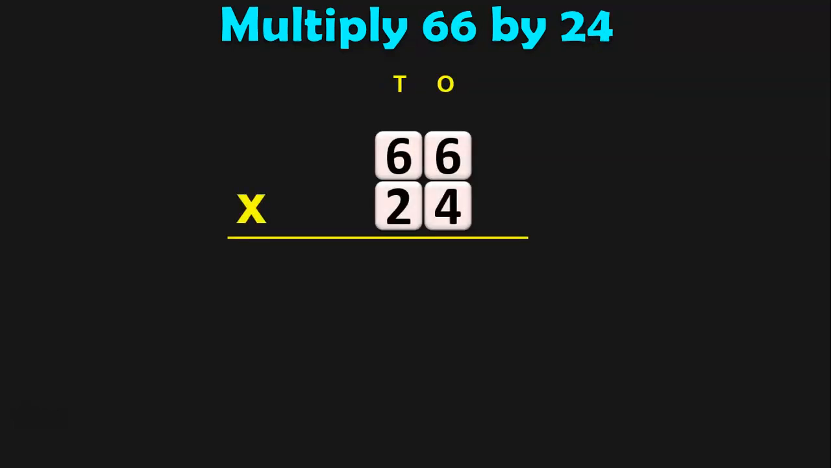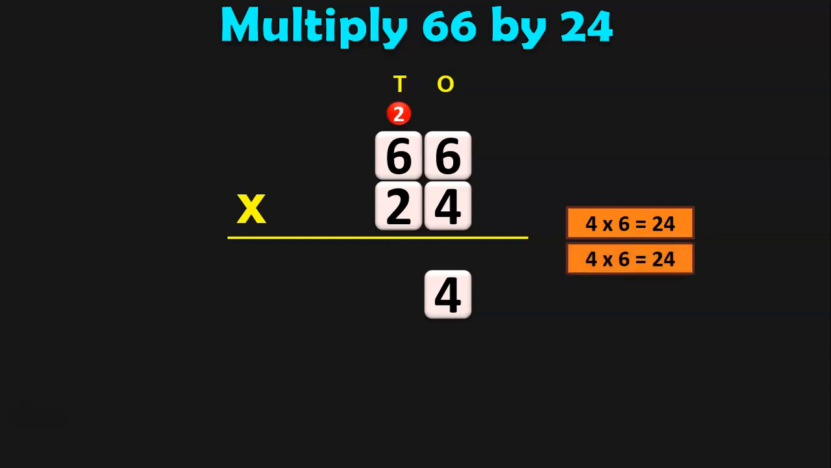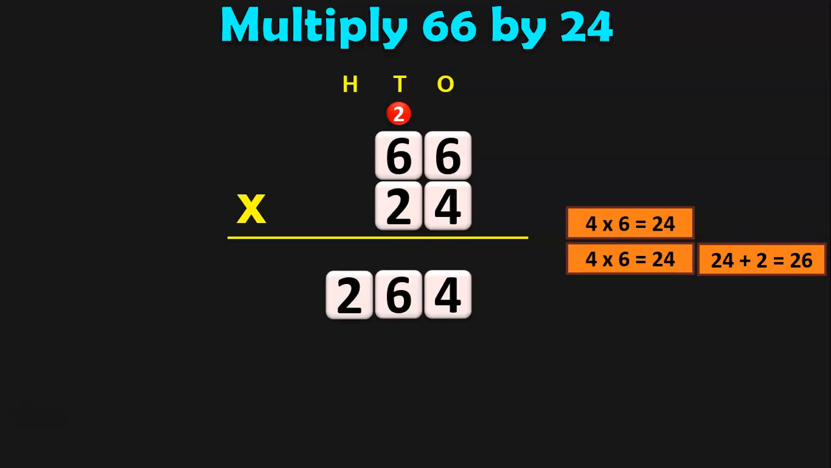Multiply 66 by 24. Write down the numbers one below the other. First begin multiplication of 66 by 4 because 4 is there in the ones place. 4 into 6 is 24. We have to regroup this 24 ones now. So 4 ones will be retained in the ones place and 2 tens will be taken as a carryover to the tens place. Next multiply 4 by 6, 24. 24 plus 2 which is carried over will give you 26. 6 in the tens place and 2 will move to the hundreds place.